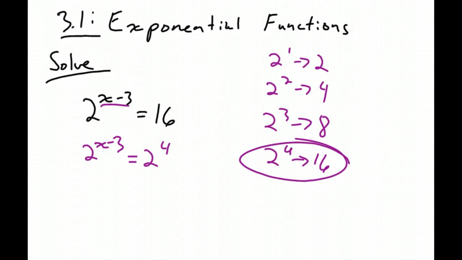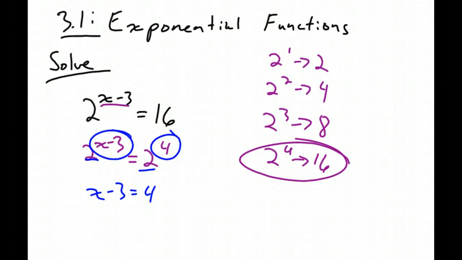Now, since 2 to the something equals 2 to the something else, these exponents must be equal for that whole thing to be true. So then x minus 3 must equal 4. And then you can just solve for x by adding 3 to both sides. So then x equals 7.